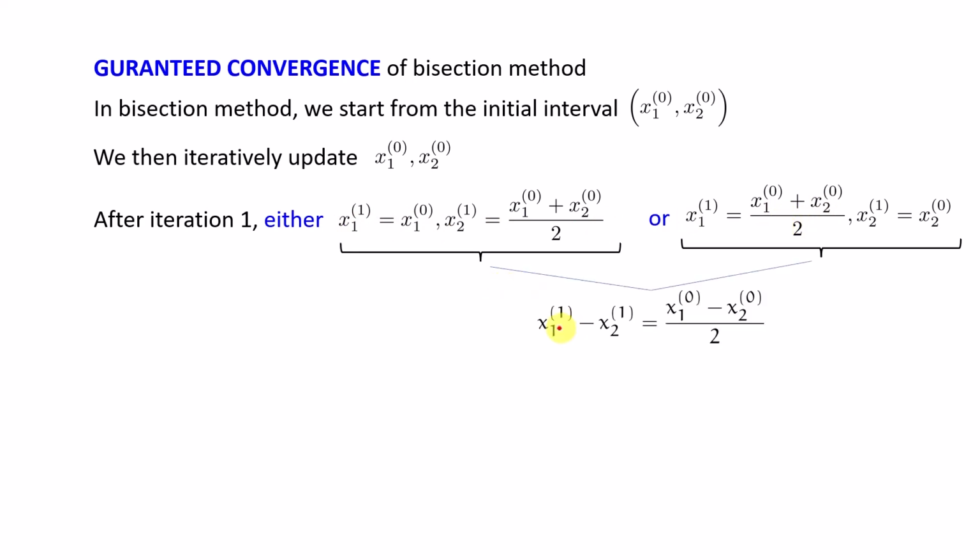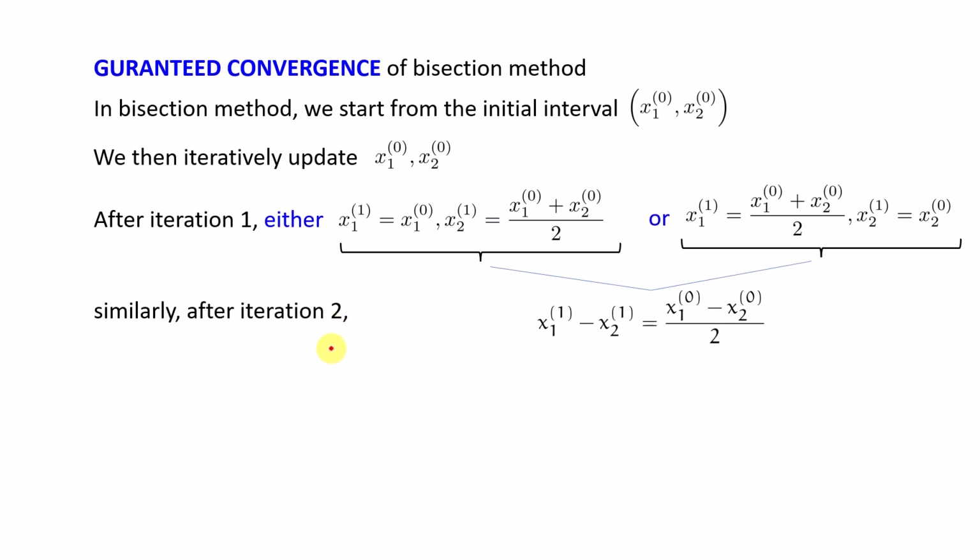Then we see that the difference between x1 and x2 after iteration 1 is, any way I take it, from both sides, x1 0 minus x2 0 divided by 2. So at iteration 1, the difference between x1 and x2 is equal to the difference between x1 and x2 at iteration 0 divided by 2. So their difference is decreasing, which means x1 and x2 are coming closer and closer.